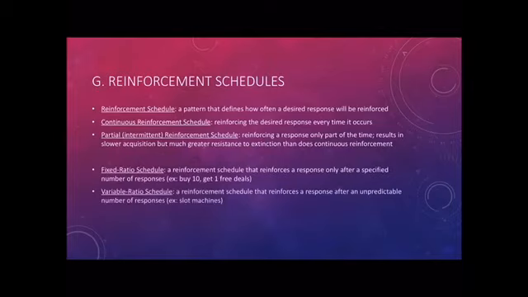Variable ratio is a reinforcement schedule that reinforces a response after an unpredictable number of times. So this would be like slot machines. I have no idea how many times I have to play the slot machine, but eventually, if I keep playing it, I've got to win the jackpot at some point, right? So this is not a variable interval because you can't just pull the slot machine and then sit there for a certain amount of time and not pull it again and just expect that you'll win the jackpot just by sitting there for a certain length of time, right? You still have to play the slot machine a certain number of times in order to win the jackpot.